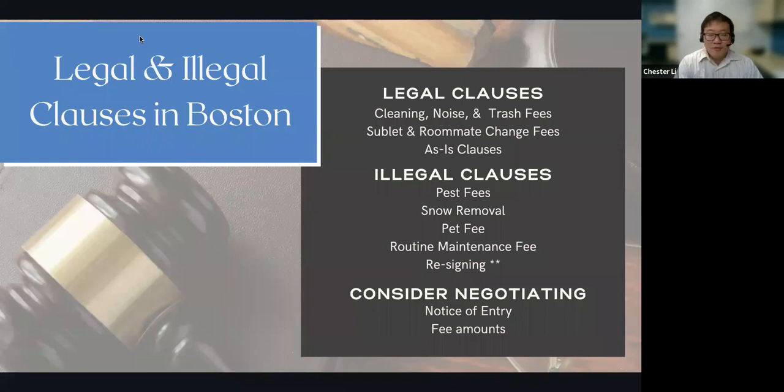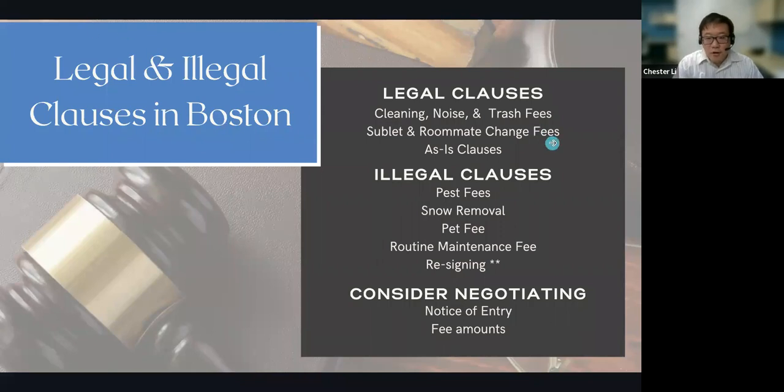Boston Police may also report if there have been multiple noise violations in your unit, and there are trash fees. If you don't remove your trash in a responsible way in accordance with the trash schedule, those are all fees that can be charged legally as written in your lease or addenda. And as I said before, the sublet and roommate change fee is one that can be listed in a lease. Once again, those are things that can be negotiated, but it is common for those to appear because there are a lot of sublets in Boston.